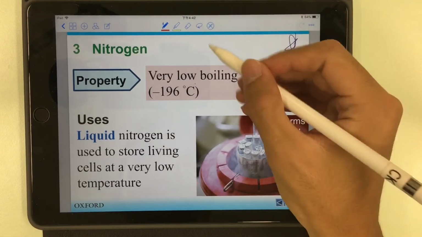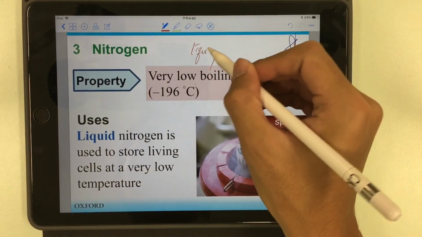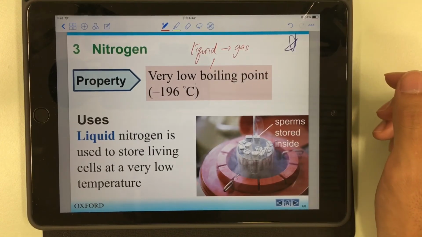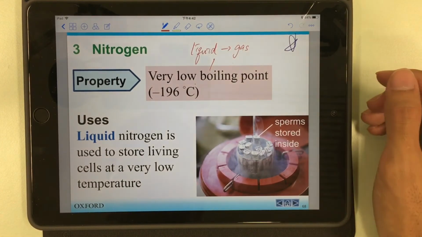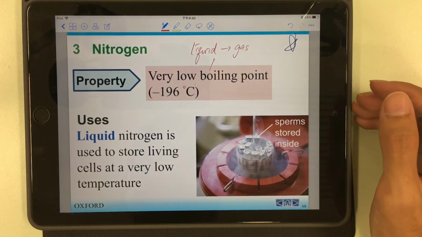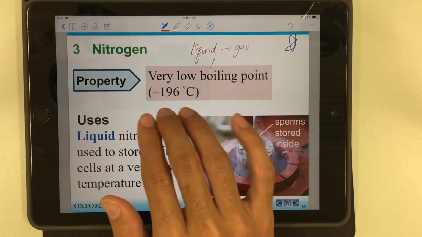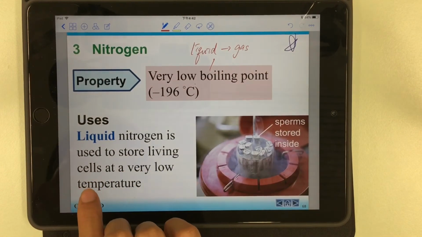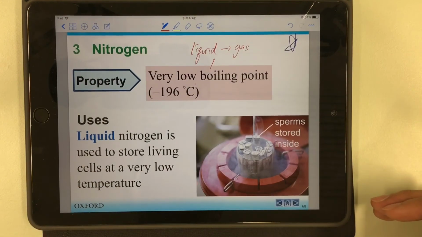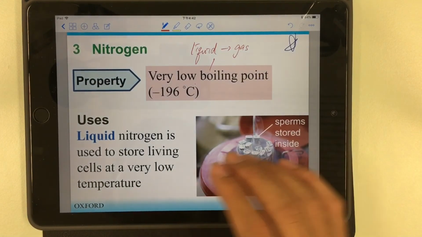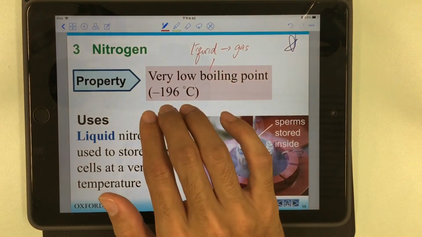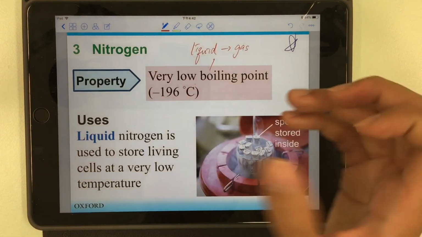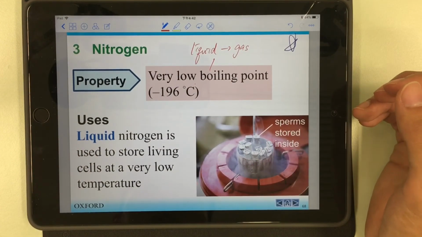The other property is that it has a very low boiling point. Boiling point means liquid to gas. When nitrogen becomes a liquid, the temperature is very low, so we can use liquid nitrogen to store living cells. But sometimes we add some chemicals with the living cells, because at these low temperatures they may die or freeze, with ice crystals coming out. That's not good to see.